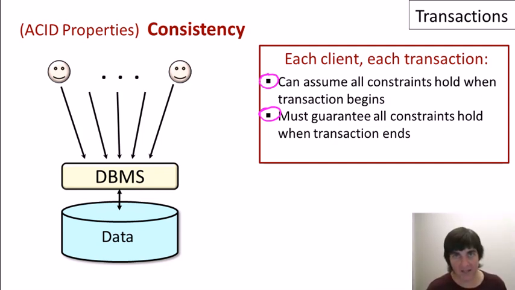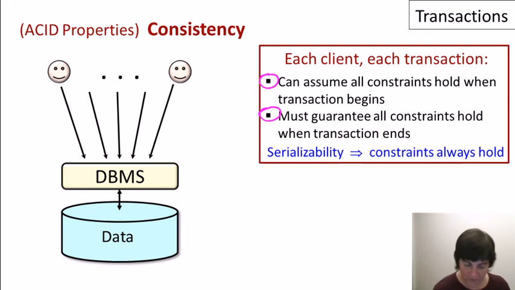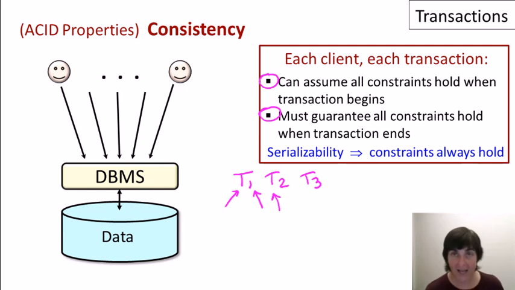Now with that guarantee, since we have serializability of transactions, that guarantees that constraints always hold. Specifically, the behavior of the database is some sequential order of the transactions. We know that we can assume at the start of the transaction the constraints hold, and then we guarantee they hold at the end, and since the behavior is equivalent to a sequential order, then the next transaction can assume the constraints hold, and so on.